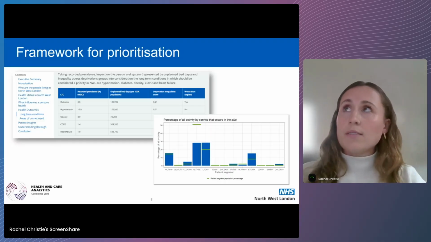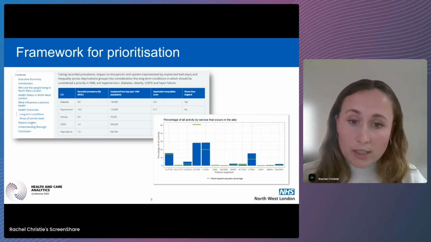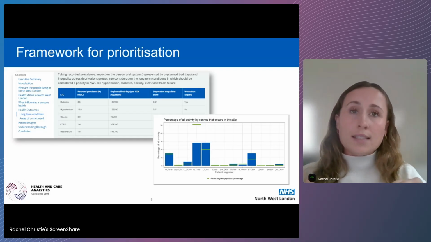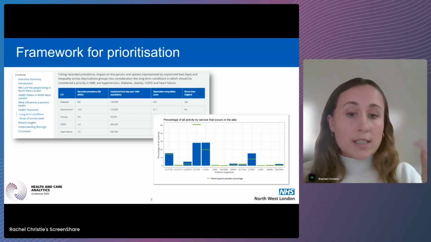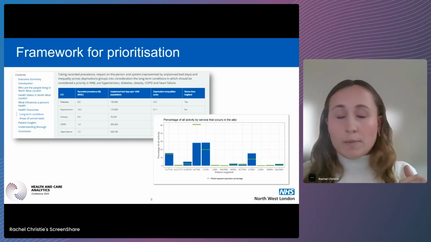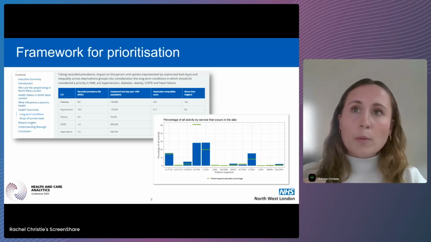So another key way to think of a prioritisation framework is to use those population segments that we already have within the system and understand that perhaps these different populations need different priorities. So the long-term conditions priorities fit neatly into the long-term condition group.